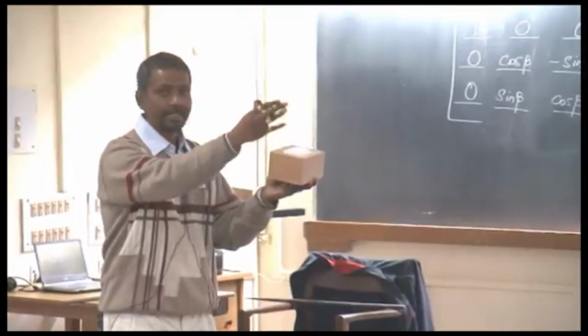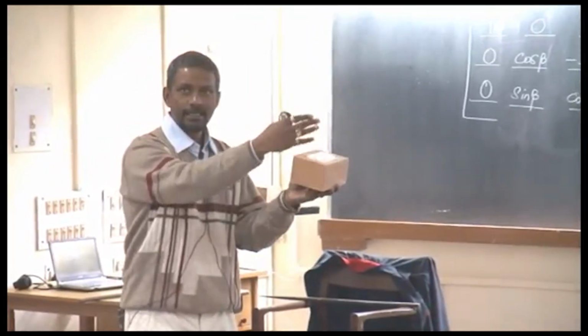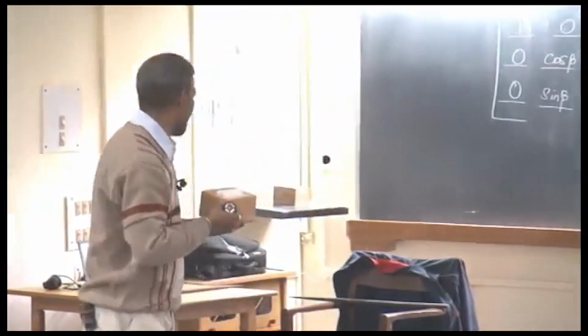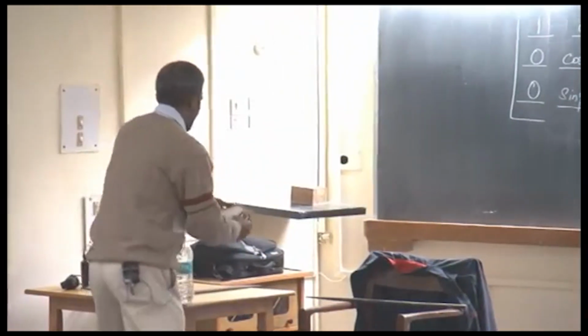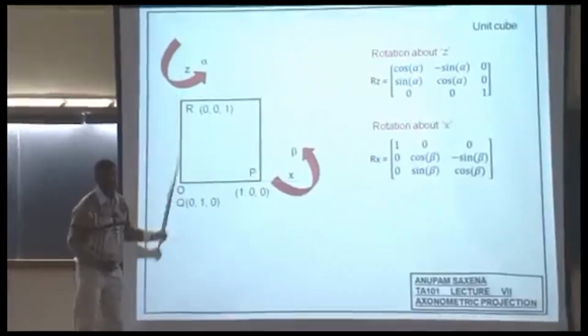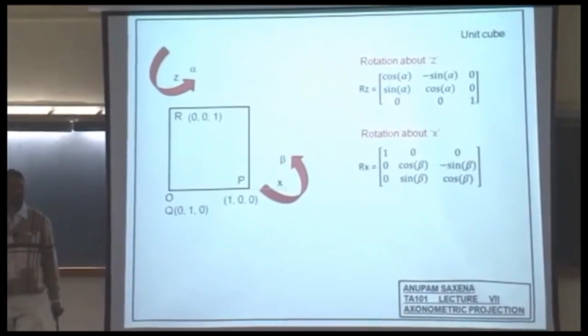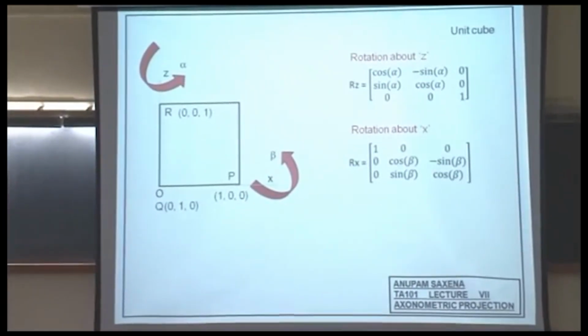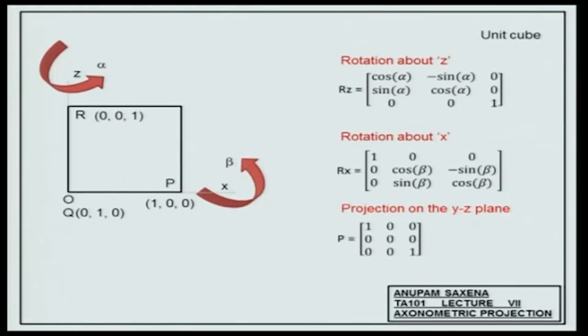Your vertical plane is what? XZ plane. Okay? Your vertical plane, your screen plane is the XZ plane. So your x coordinate will remain the same. Your z coordinate will remain the same. What will happen to your y coordinate? 0. So this is your projection matrix.